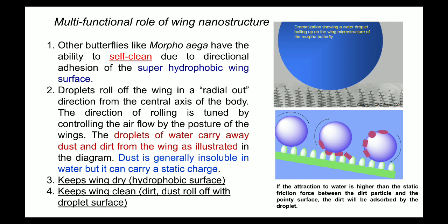So this is one nanostructure working in different ways. That's why we call this multifunctional. It not only functions in one way, it functions in more than one way. So we call this multifunction. It not only gives the beautiful color, but it also gives hydrophobicity, and because of hydrophobicity it also gives a self-cleaning effect. So in that sense we call these butterfly wings a multifunctional role of nanostructure.